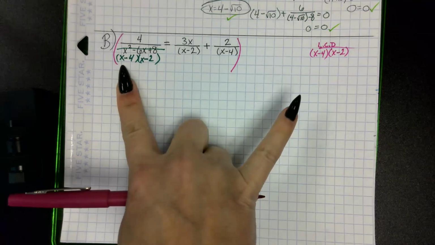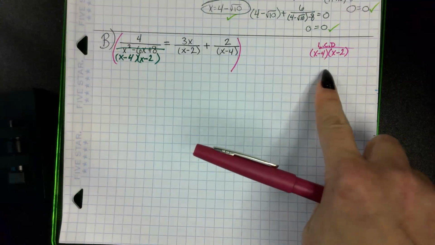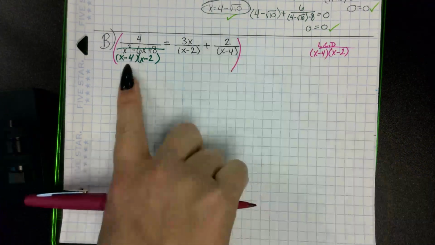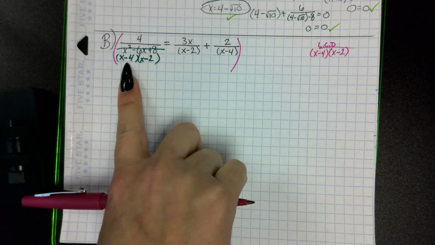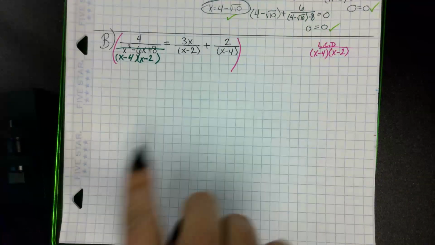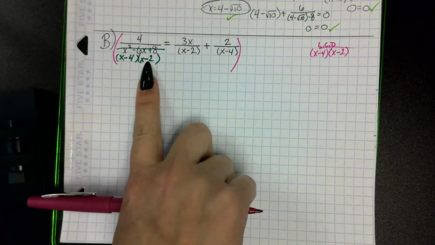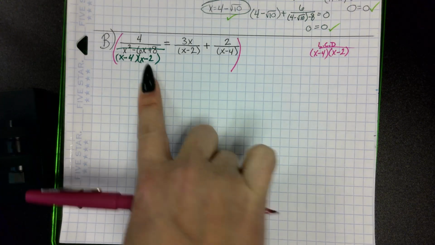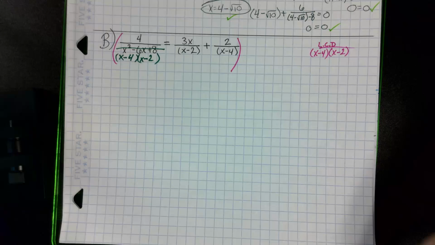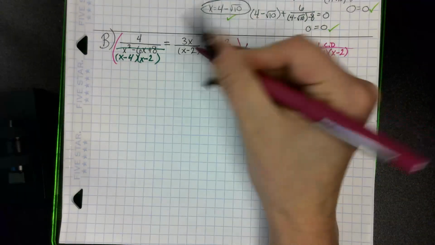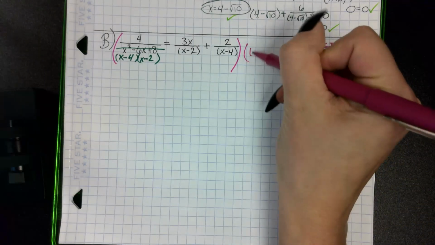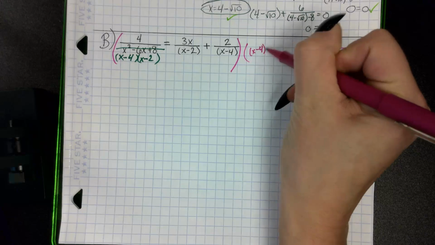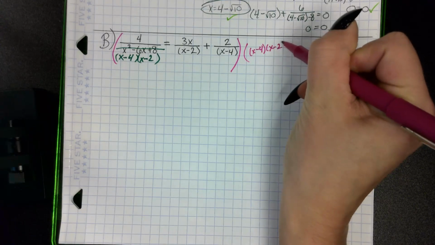But I've already listed x minus 4, so I'm not going to write it again. I'm only listing unique denominators. I'm just making a list of anything that's in the denominator. There's another x minus 2, but I've already written it once, so I'm not going to write it again. So that's my LCD. So I'm going to multiply this whole thing by x minus 4 times x minus 2.